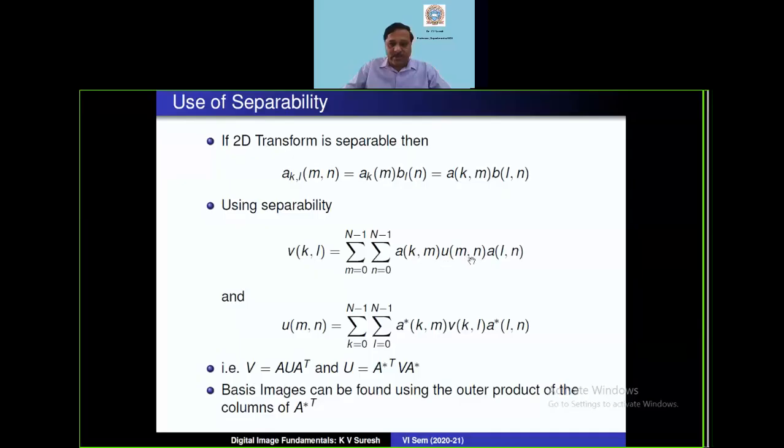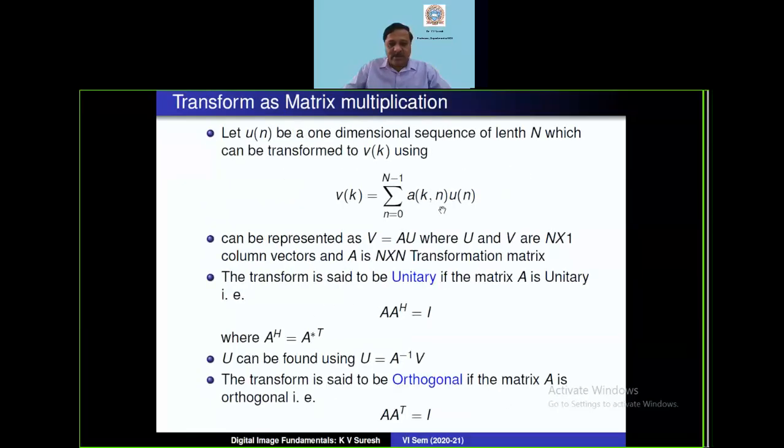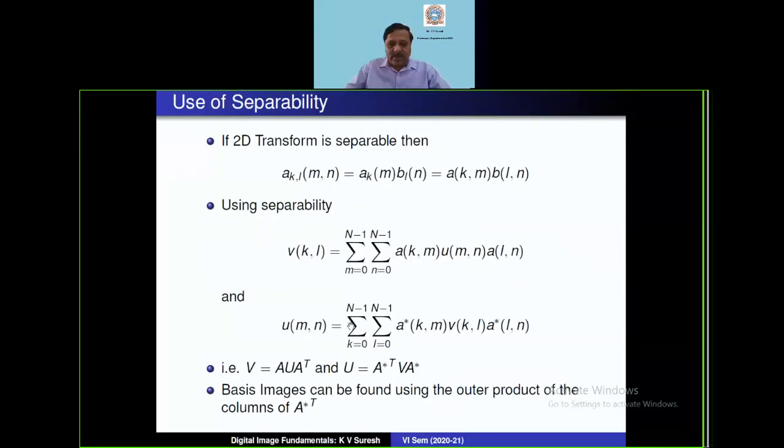U is your original image. A is the one-dimensional transformation matrix, which we have written here already, this A. And A transpose is the transpose. What I want to convey here is, if the transform satisfies a property called separability, then I can write the forward transform equation by using the one-dimensional transformation matrix. So even though the image is two-dimensional, I can evaluate the two-dimensional transformation by using the one-dimensional transformation matrix. We'll take a simple example and justify this.